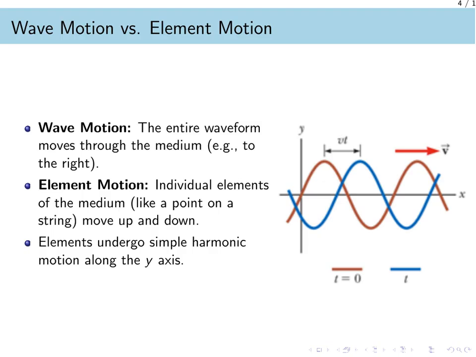In the diagram, the entire waveform moves to the right at a constant wave speed. However, an individual element of the rope, like a single point on a string, only moves up and down along the vertical axis. This vertical movement is simple harmonic motion. While the wave progresses horizontally, the physical particles of the medium simply oscillate about their equilibrium positions.